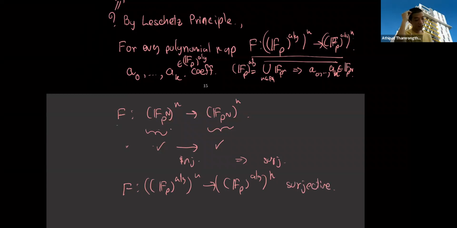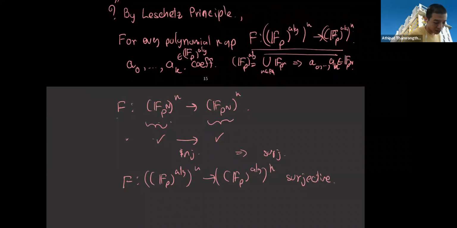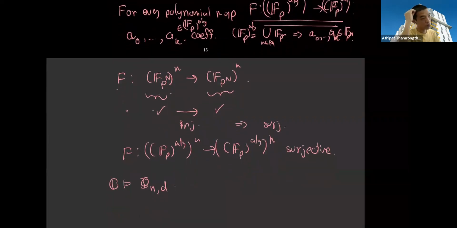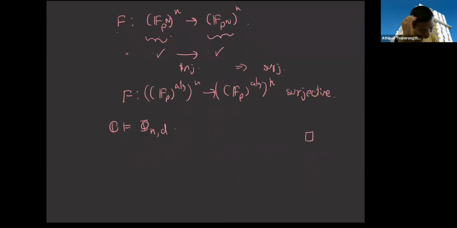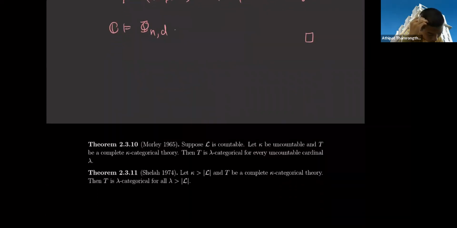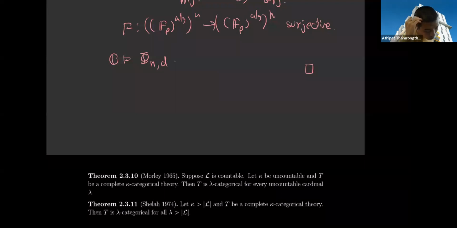Okay, so that's how we get this one. Once we have that f is surjective, you can get that C satisfies phi_{n,d}. And that's how we prove the Ax theorem using the Lefschetz principle. You can use tools from model theory to prove some interesting results. This is something that I picked for today, and let me end here with another interesting result.